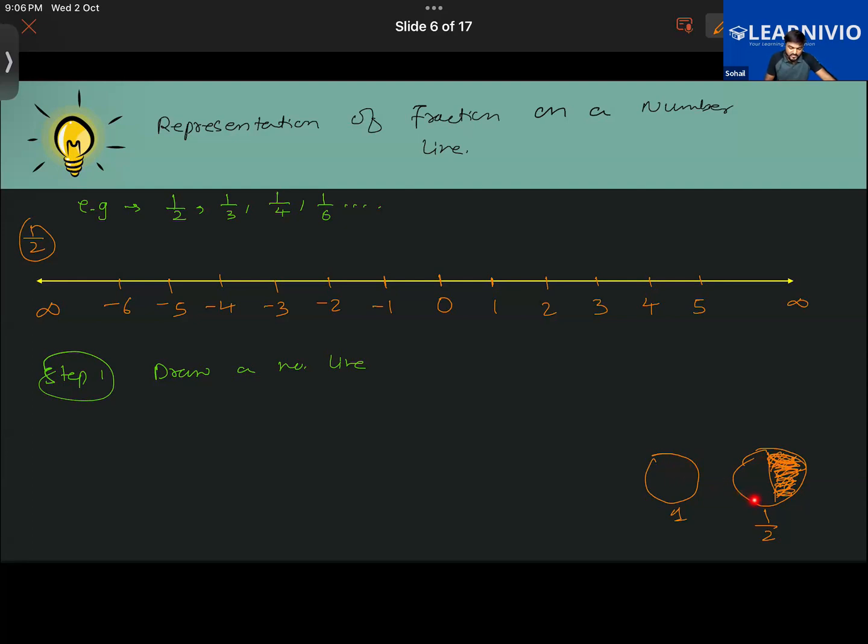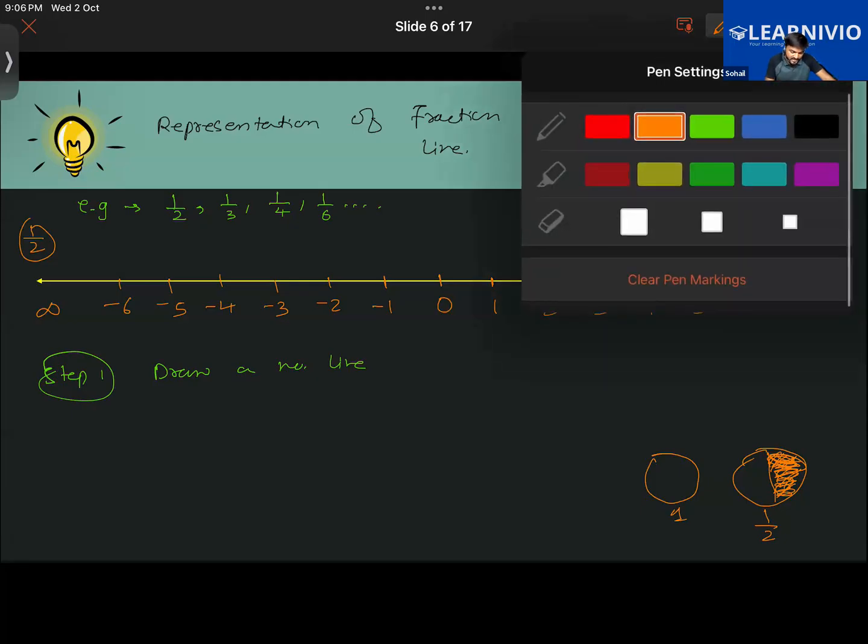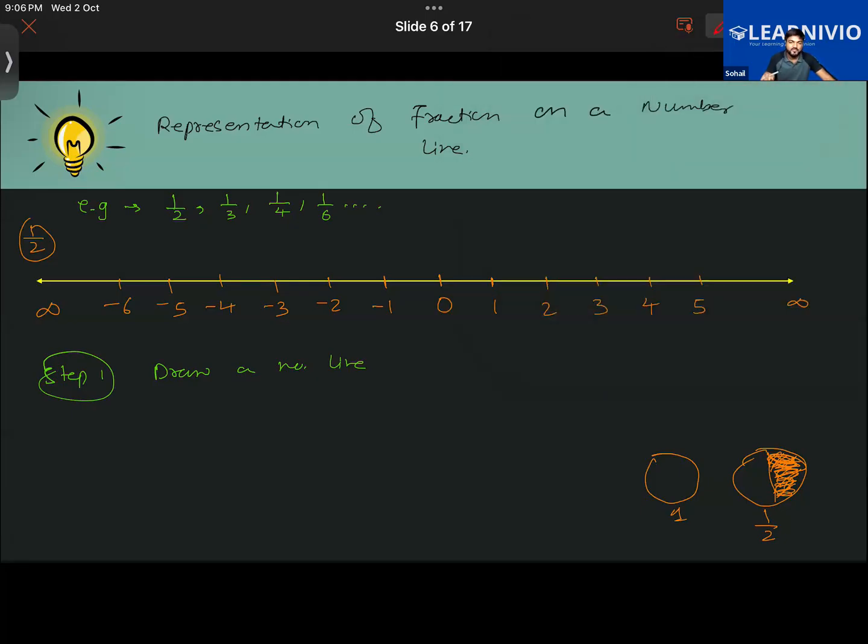So this will be less than 1, but it will be more than 0, of course. It is greater than 0 and less than 1, so it is going to lie between 0 and 1. Understood this thing? So first thing is you have to spot where your fraction is going to lie. Got my point, Abhi? Got it or not? Yeah, got it.